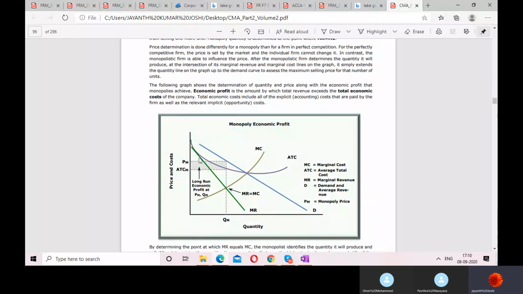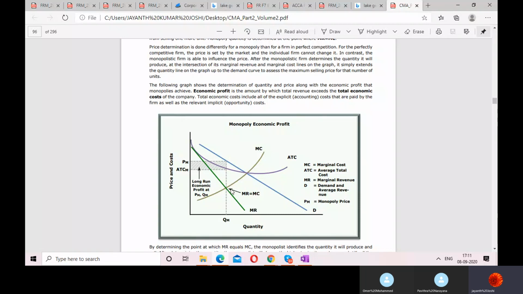So this is the marginal revenue curve, and this is the demand curve. Marginal revenue curve always is below the demand curve, and this is the marginal cost curve. Marginal cost is nothing but the additional cost for buying or producing one additional unit of product, which will increase as you go on increasing production or demand. So it is going upwards and it is cutting the marginal revenue curve at a point.